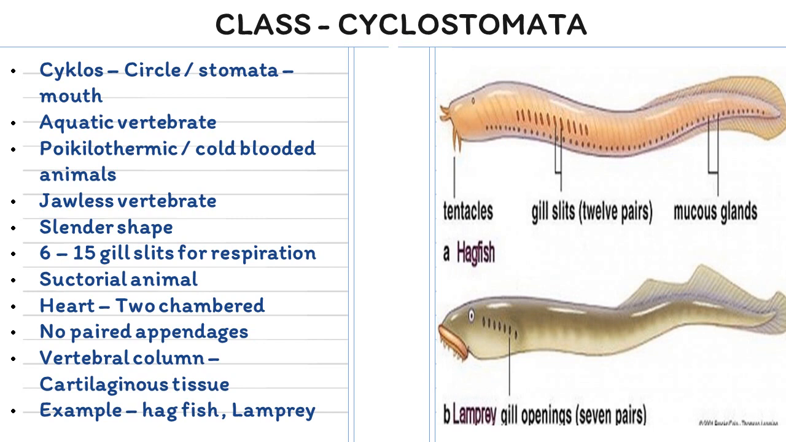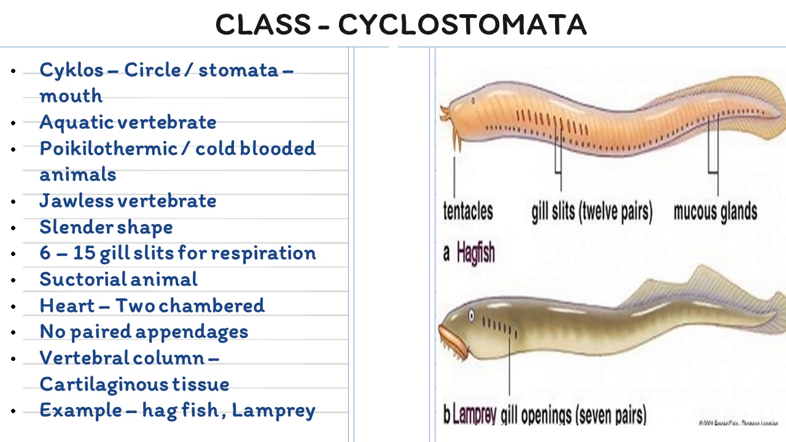Paired appendages are not there for these animals, right? Then the vertebral column is made up of cartilaginous tissue, that we already said. The vertebral column is a tissue form, not a bone form. There is no bone here. It will be as a tissue. The name of the tissue is cartilaginous tissue, right?